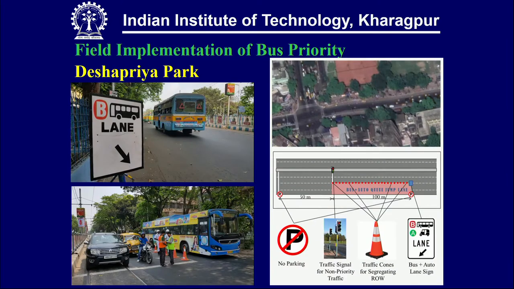The next was Deshapriya Park, where there is a near side bus stop and a three-lane corridor, and the bus frequency was also very high. In the previous case, the bus frequency was only one bus per minute, but in this case it is two or three buses per minute. Even the motorized three-wheeler frequency was really high, more than 500 motorized three-wheelers coming every hour. So we needed to cater to that, and we provided a curbside bus lane, which can also be accessed by the motorized three-wheelers. We allowed the buses to jump the queue, and the other vehicles to stop at the pre-signal.